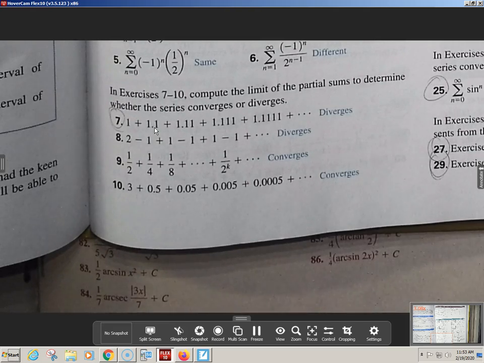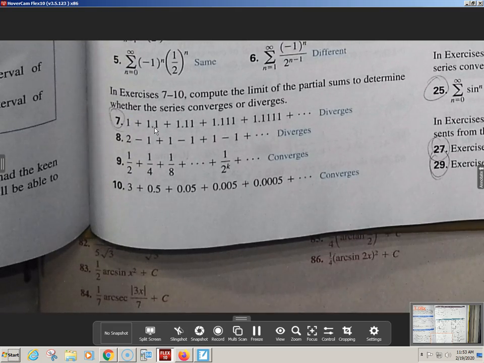But wait a minute. Even if you rewrite it, can't you already tell it's going to diverge? Can anyone give me a reason why? Even without rewriting it as a 1/10 and another 1/10, it's always adding 1 and a little bit more. So what's going to happen when you add 1? 2. When you add 1? 3. When you add 1? 4. What's going to happen as you keep adding 1? It's going to keep getting bigger and bigger.